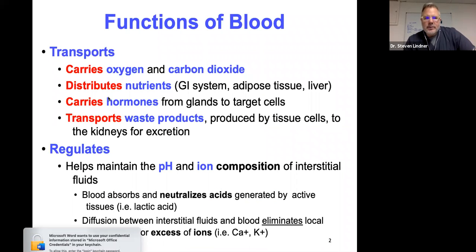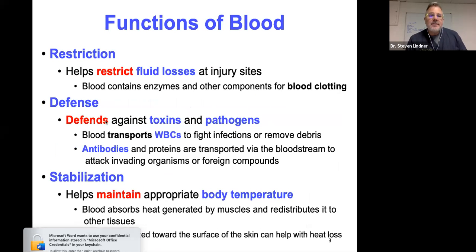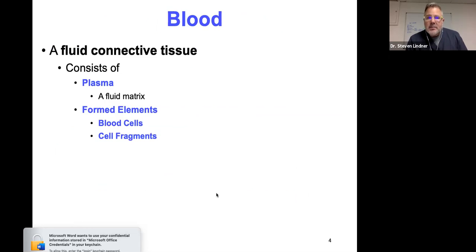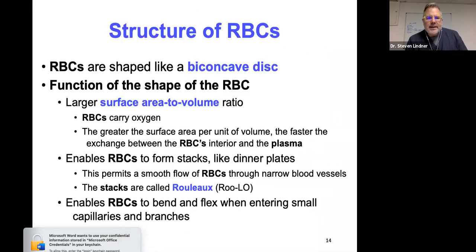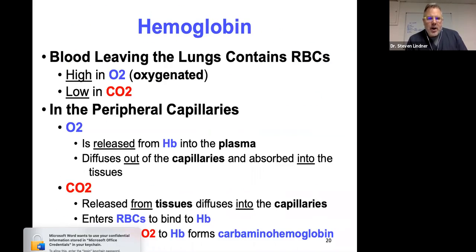blood is involved in carrying oxygen and carrying carbon dioxide. It's going to distribute nutrients to all parts of the body. It's involved in carrying hormones. It's transporting waste products. It's involved in regulating pH. It's involved in the immune system or your defense mechanisms of your body. It's involved in regulating body temperature. Blood is really important.